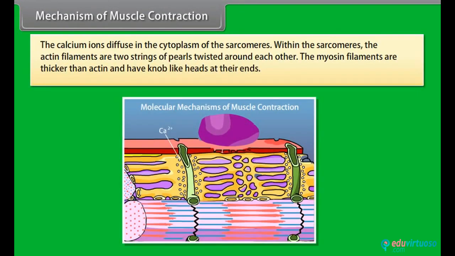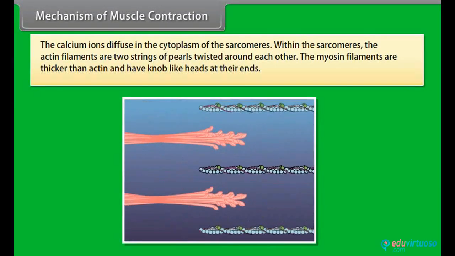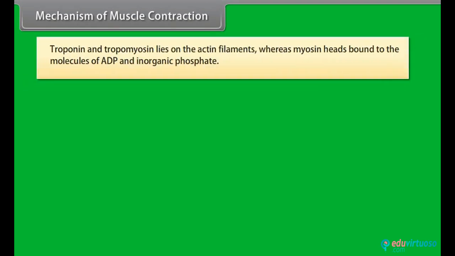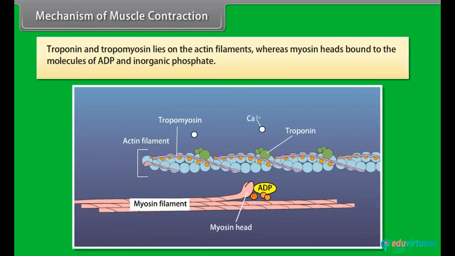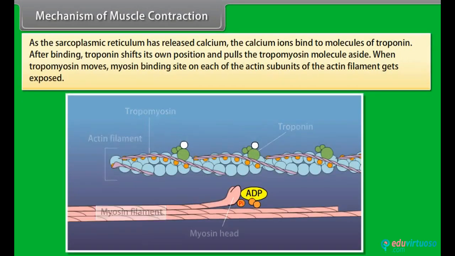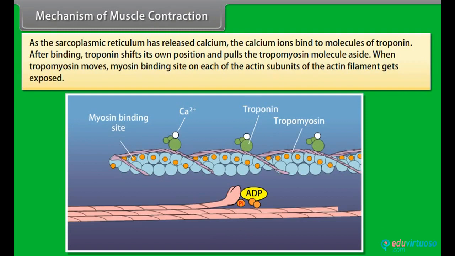The calcium ions diffuse into the cytoplasm of the sarcomeres. Within the sarcomeres, the actin filaments are two strings of pearls twisted around each other. The myosin filaments are thicker than the actin and have knob-like heads at their ends. Troponin and tropomyosin lie on the actin filaments, whereas myosin heads are bound to molecules of ADP and inorganic phosphate. As the sarcoplasmic reticulum has released calcium, the calcium ions bind to the molecules of troponin.